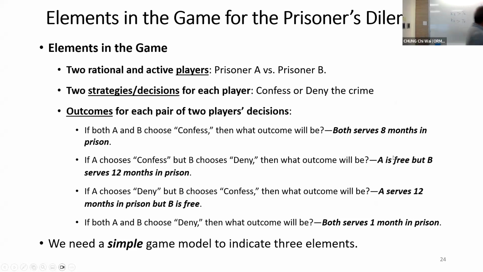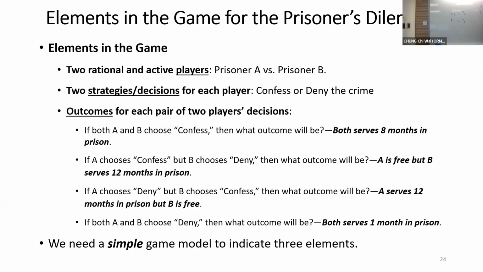So now we model these things and use game theory to see what happens, whether the prisoners or criminals choose confess or deny. So two rational and active players, right? Prisoner A and prisoner B, who play the game. And two strategies or decisions for each player, confess or deny.